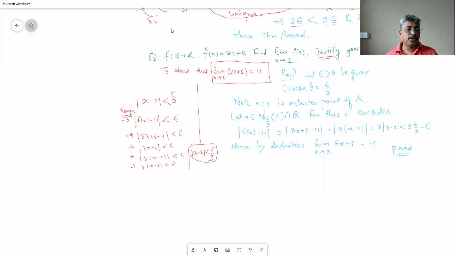Epsilon delta proofs, or solving problems related to epsilon delta, means epsilon is given to you and you find the delta. And it might not always be such simple algebraic expressions. There will be complicated functions for which you also should be able to estimate what delta should be. So let me give you the second question now.